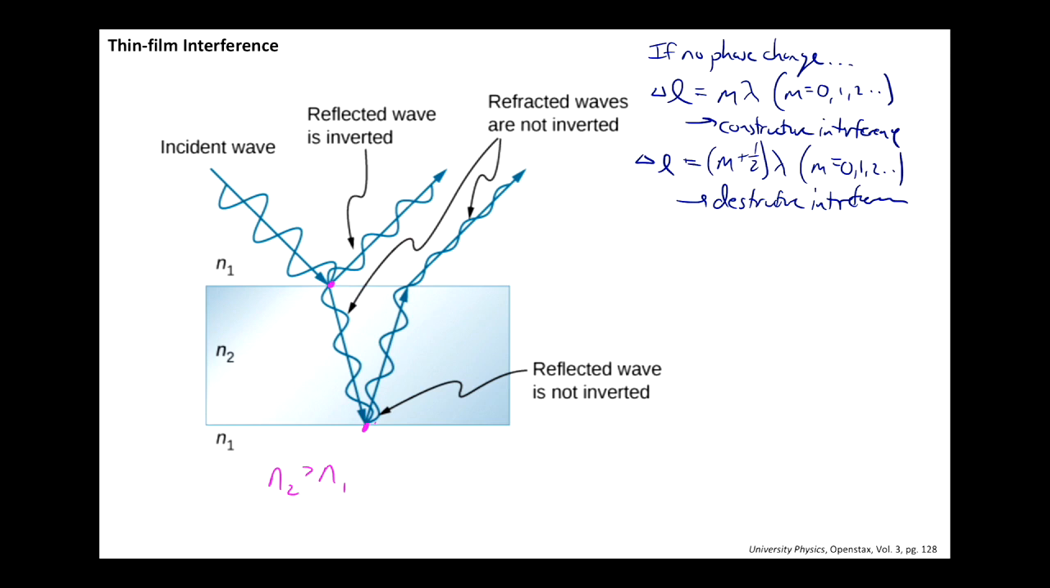So what changes about this if there is the phase change for one of the reflections? They switch. Exactly. If there is a phase change, these flip. The first rule will apply to destructive interference, and the second rule will apply to constructive interference.